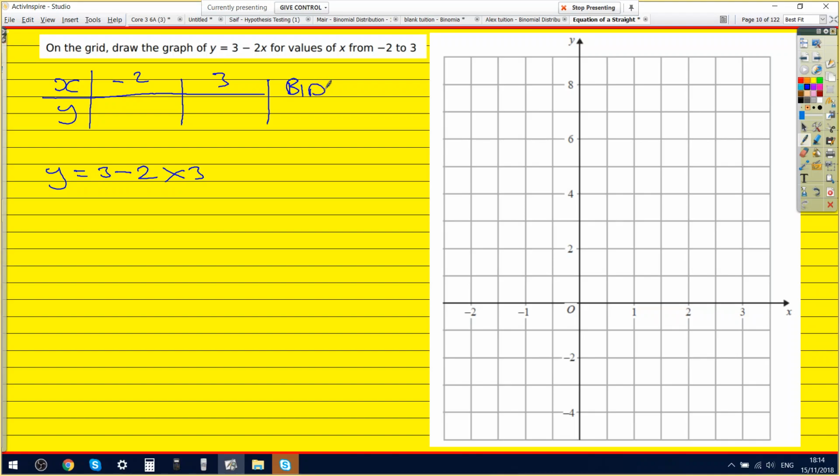BIDMAS. Which comes first? Times. So it's 2 times 3, which is 6. Take away 3, that's 3. 3 minus 6? Oh, -3. Okay, so that's -3. And the other one. 3 take away 2 times -2. 2 times -2 is -4. Yeah, -4. Take away 3 is -1.